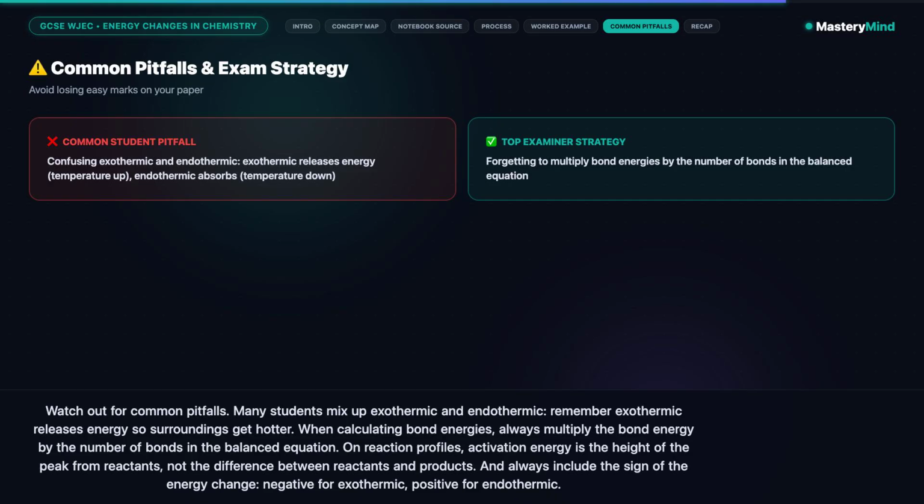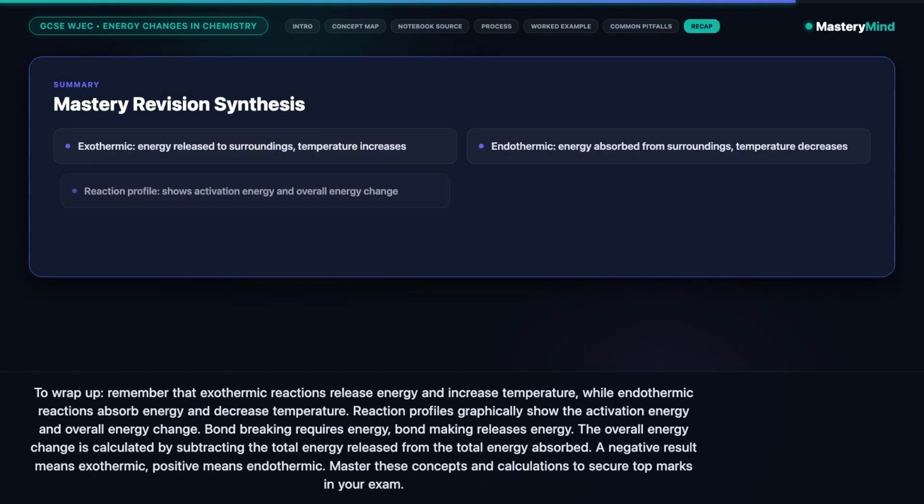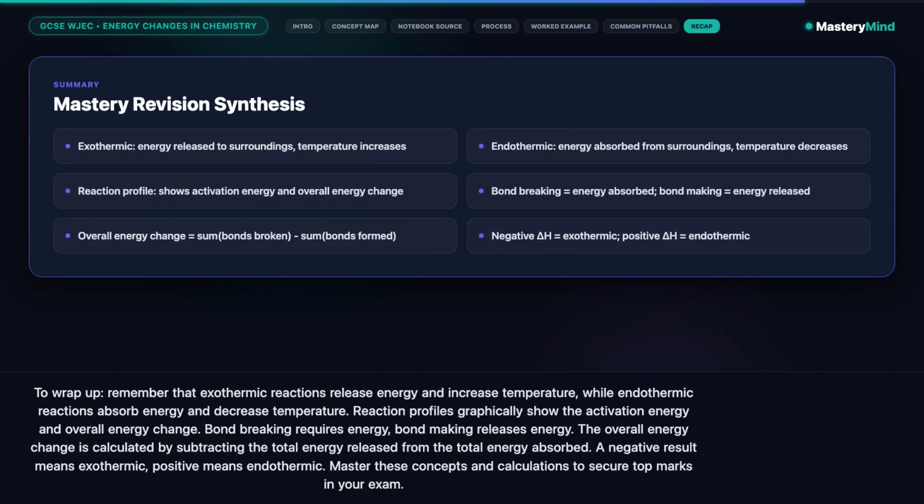To wrap up, remember that exothermic reactions release energy and increase temperature, while endothermic reactions absorb energy and decrease temperature. Reaction profiles graphically show the activation energy and overall energy change. Bond breaking requires energy, bond making releases energy. The overall energy change is calculated by subtracting the total energy released from the total energy absorbed. A negative result means exothermic, positive means endothermic. Master these concepts and calculations to secure top marks in your exam.